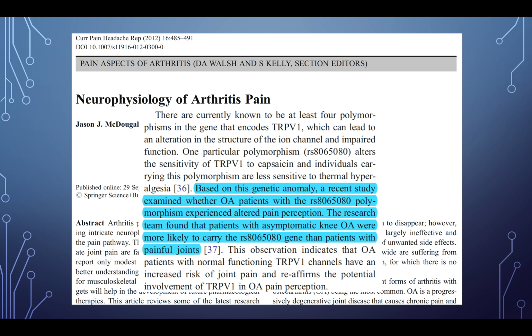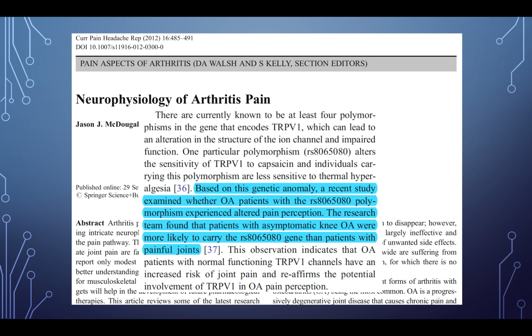Individuals carrying this polymorphism are less sensitive to thermal hyperalgesia. So based on that genetic anomaly, a recent study examined whether OA patients with that genetic polymorphism experience altered pain perception. The research team found that patients with asymptomatic knee OA were more likely to carry that polymorphism than patients with painful joints. So that's a good one to have.